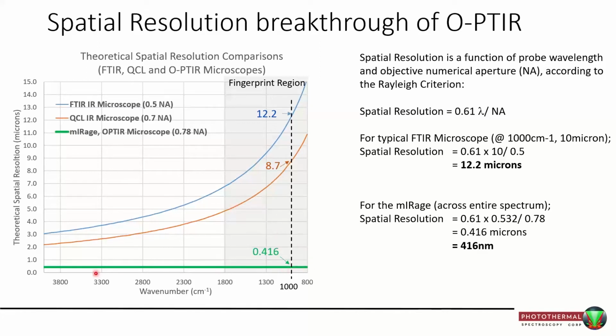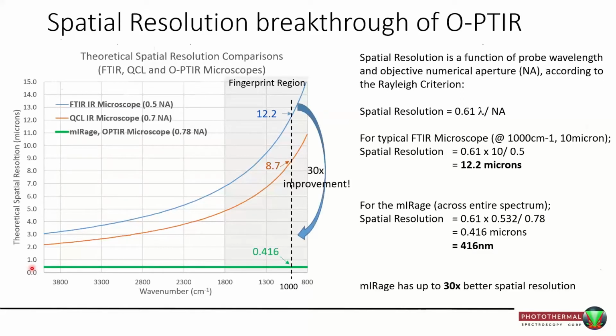But with O-PTIR, it's flat. Not only is it extremely low, which is a good thing, you want it to be low because you want small spatial resolution around that sort of 400 nanometer mark. It's also flat. It doesn't matter whether you're at the long wavelength end or the short wavelength end, the spatial resolution is constant. Again, very much like a Raman microscope.